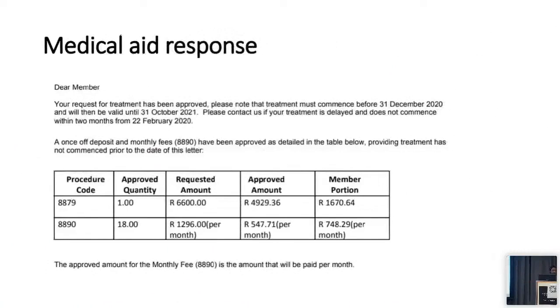So you take that and you take it to the medical aid, and the medical aid will respond to you. They will tell you how much they are willing to pay and how much they are not willing to pay. So for an example, with the orthodontic treatment, you explain to them that you'll want an initial fee of so much. With this one, I said I wanted 6.6 as an initial fee. And the medical aid said, no, we'll give you 4.9. The other portion the member needs to pay.